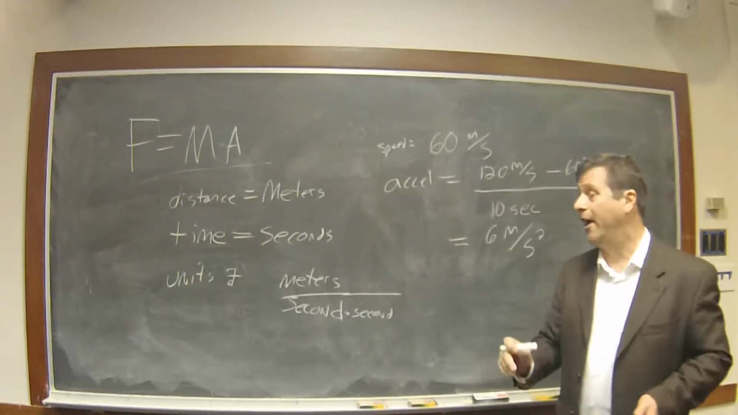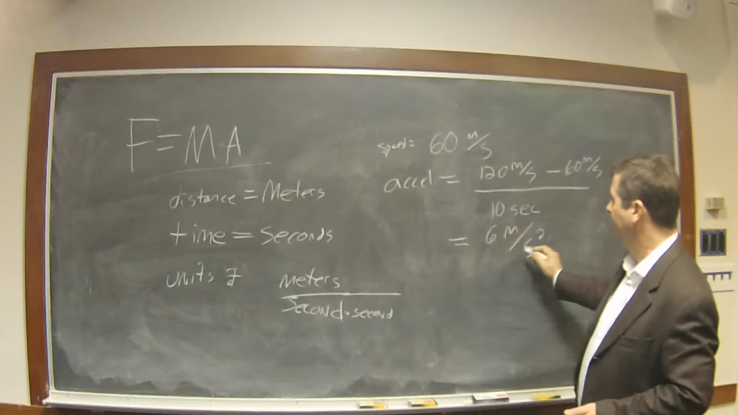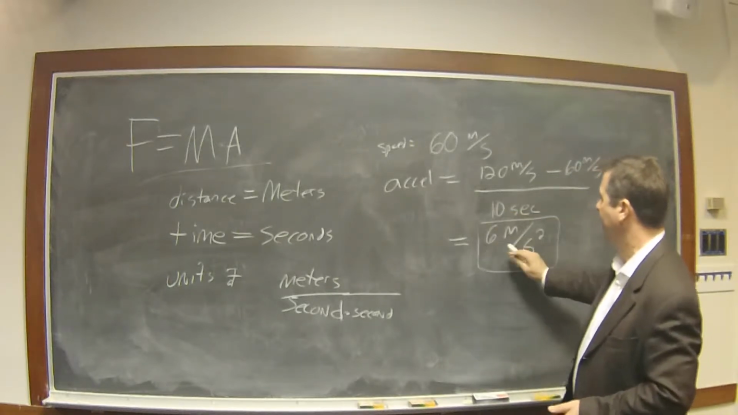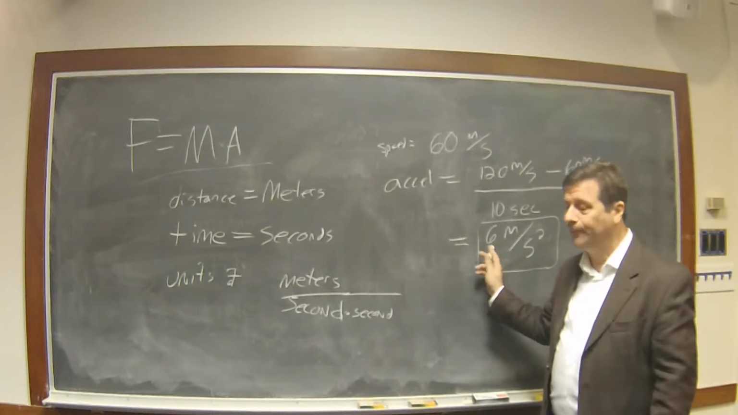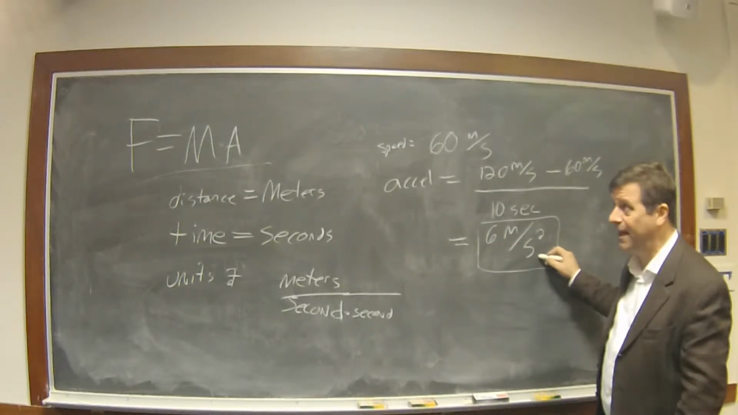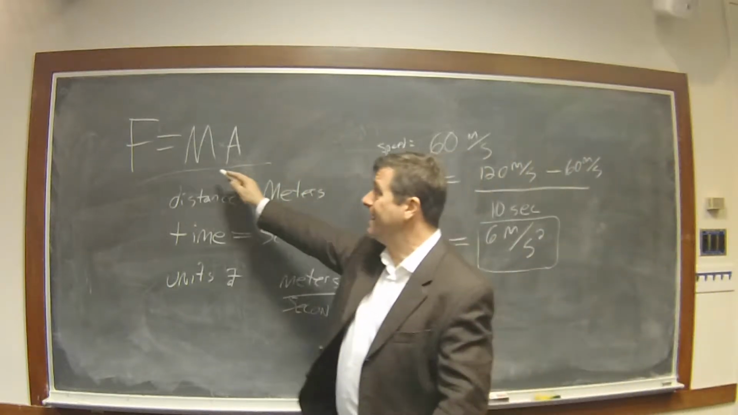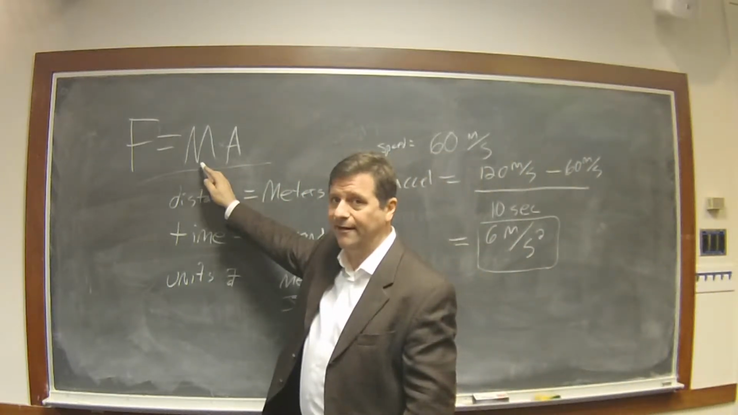So the end result is that the units have an m and an s squared, but the m is shorthand for meters, and this s is shorthand for seconds. That is not the shorthand for mass.